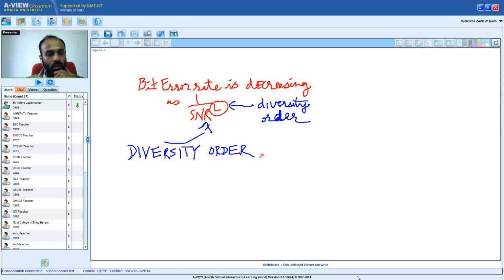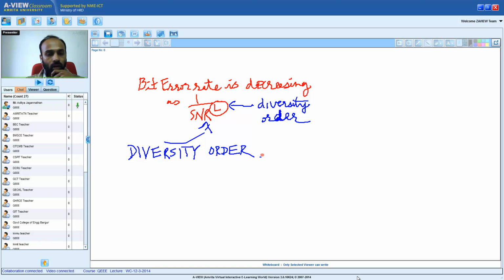I'm getting a question regarding the optimal value of L. There is no fixed value of L. The value of L keeps changing from system to system. For instance, in 4G LTE systems, L can be as high as 4 or 8 antennas. L depends on the number of antennas at the base station and the mobile handset.